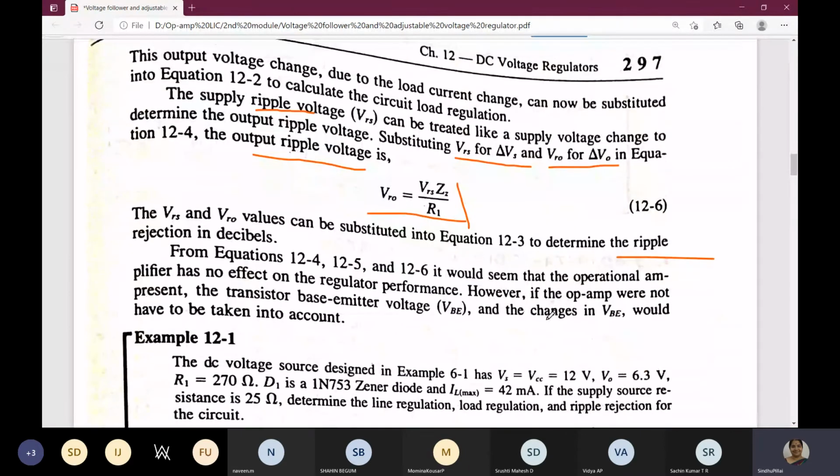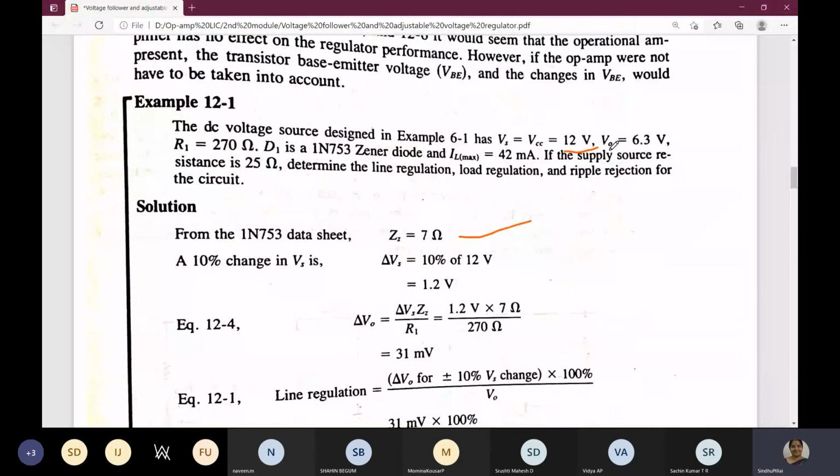Now see, the DC voltage source here has 12 volts. Supply voltage Vs or VCC is 12 volts, and what we want as output is 6.3 volts. They have given R1 as 270, and they have mentioned a Zener diode, and the load current is 42 milliamps. All this is given. If the supply source resistance Rs is 25 ohm, determine line regulation, load regulation and ripple rejection. These are three important factors. They have mentioned one diode, and this Zener has a dynamic impedance of 7 ohm. This you have to remember, this 7 ohm should be used.